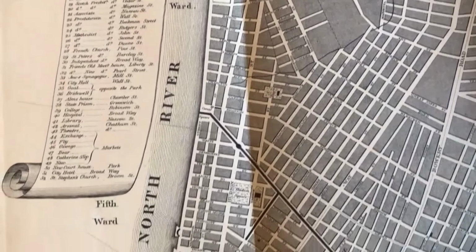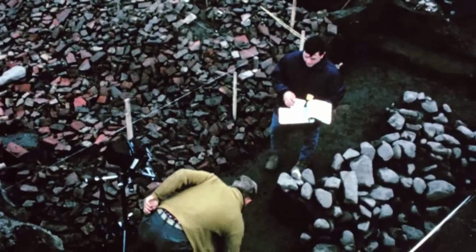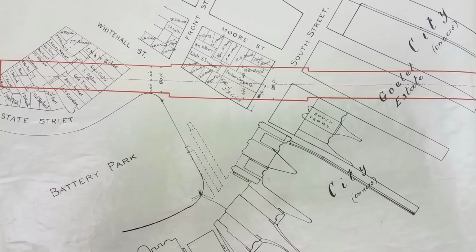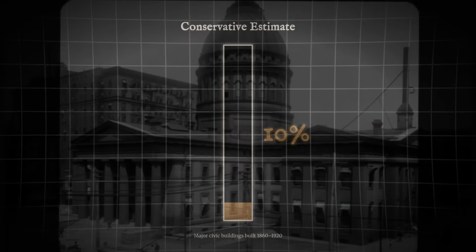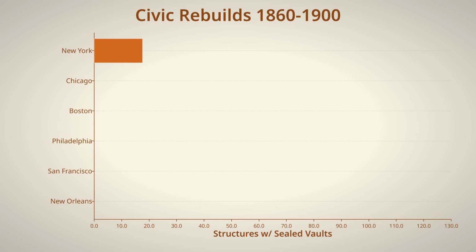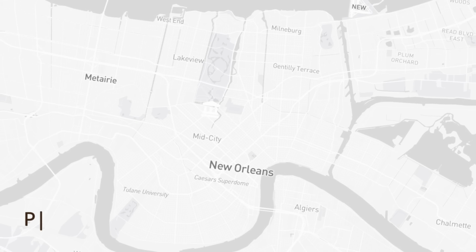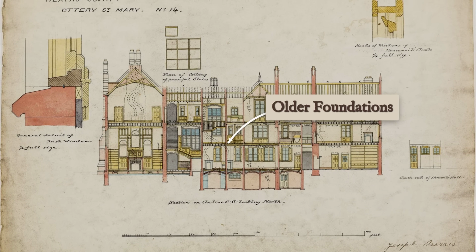But routine implies frequency, and frequency implies scale. If builders across American cities regularly encountered superior prior stonework, then the infrastructure beneath those cities must have been extensive, far more extensive than the scattered examples I had documented. I calculated a conservative estimate. If even 10% of major civic buildings constructed between 1860 and 1900 incorporated prior foundations, that suggests hundreds of pre-Victorian structures once existed across American cities alone. Why did Victorian builders admit the foundations were older but never identify who built them?